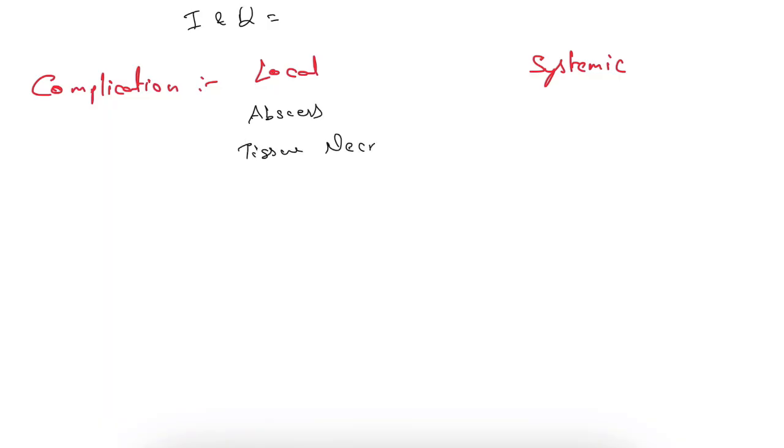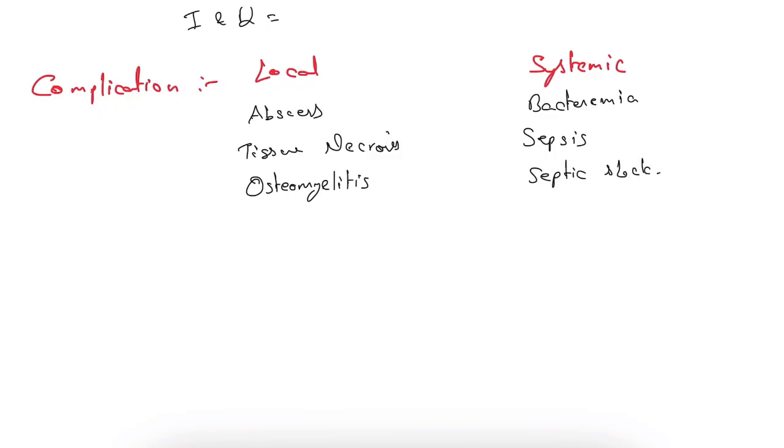Next we can see complications. We can divide the complications into two different types: one is local and another one is systemic. In local we can see abscess, tissue necrosis, and next osteomyelitis. Okay, next, systemic. In systemic we can see bacteremia, sepsis, and next septic shock.